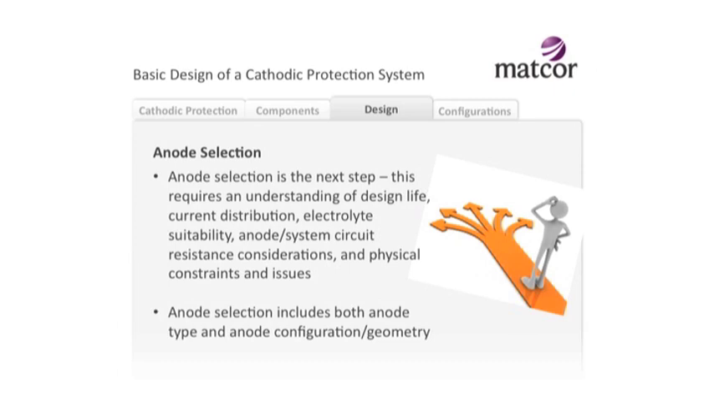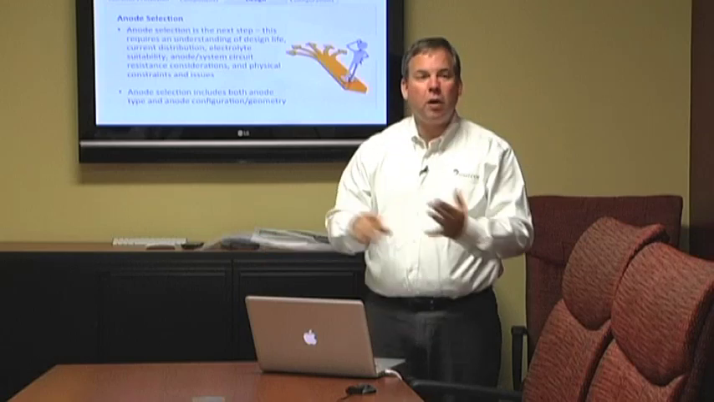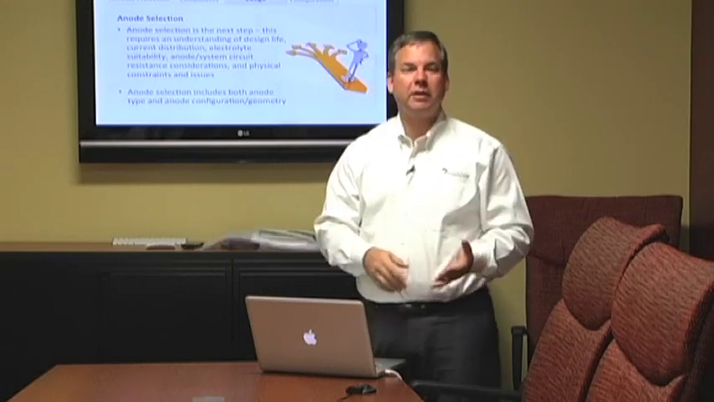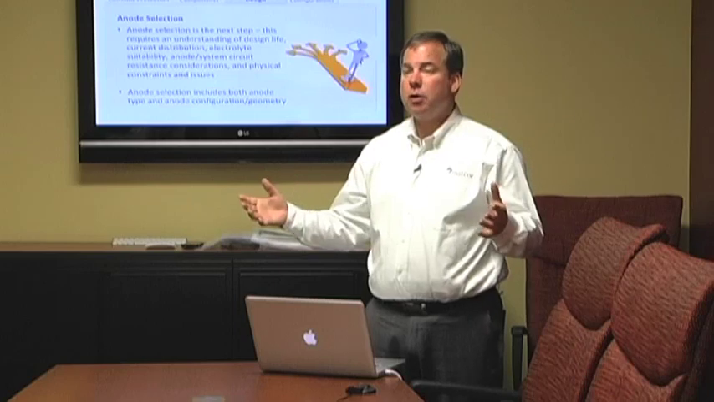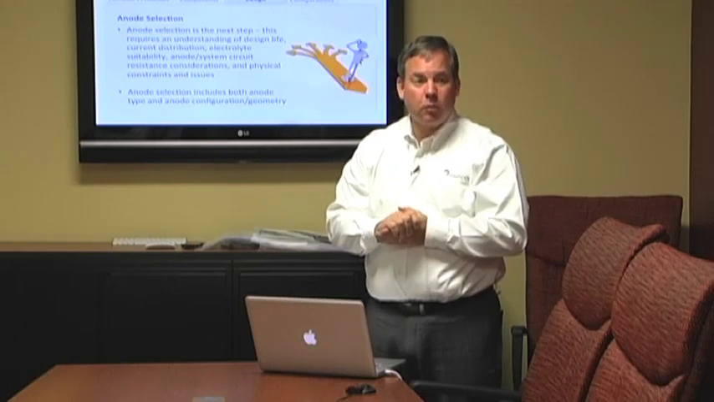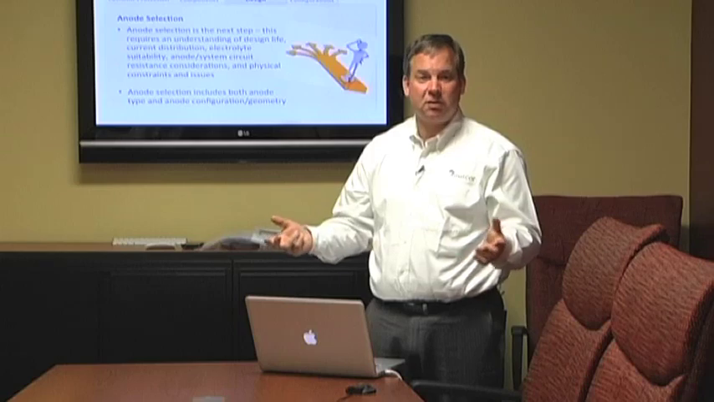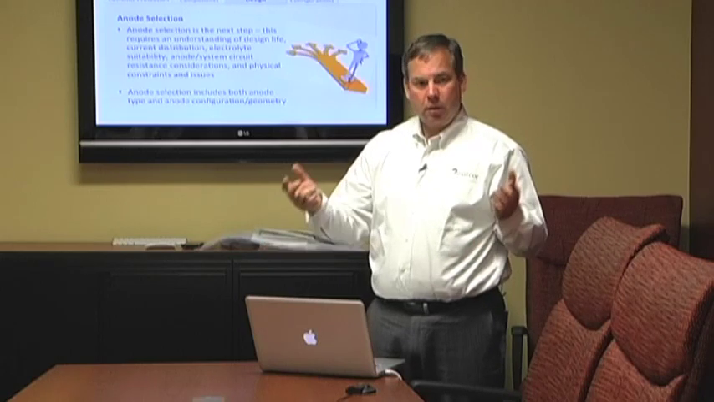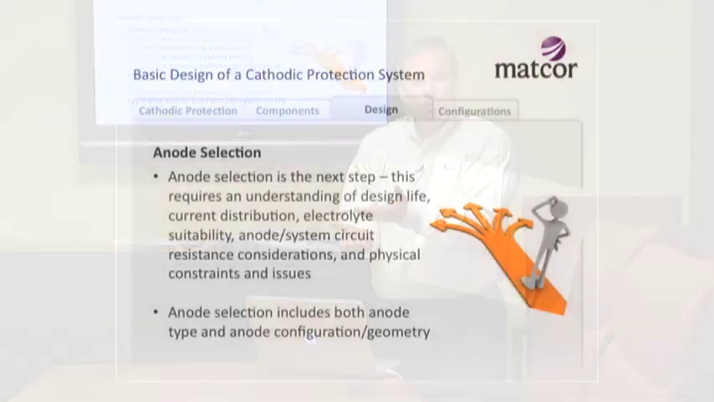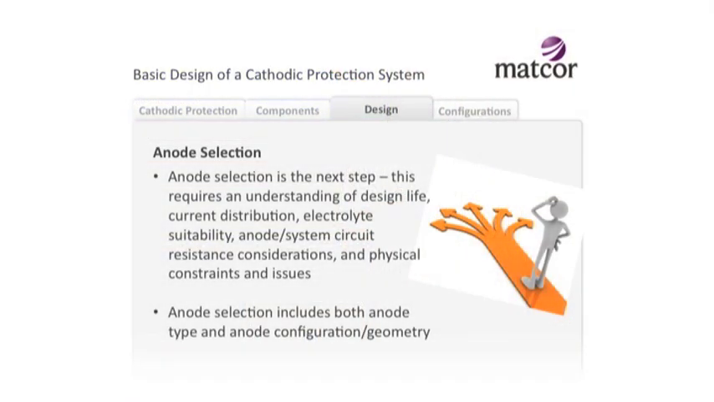Then we get into design, and we talk about anode selection. This requires a pretty good understanding of how much design life you need, because different anodes consume at different rates. The quantity of anodes you want to put in is going to be a function of how long you want the anode system to last. If you're building a brand new 200-foot diameter crude oil storage tank, and you know that tank's going to be in service 50, 60, 70 years, and you're going to put a CP system underneath that tank where you can't get there again, once it's built it's almost impossible to get back underneath that tank. You're going to want to put in a CP system that's designed for 50 or 60 years.